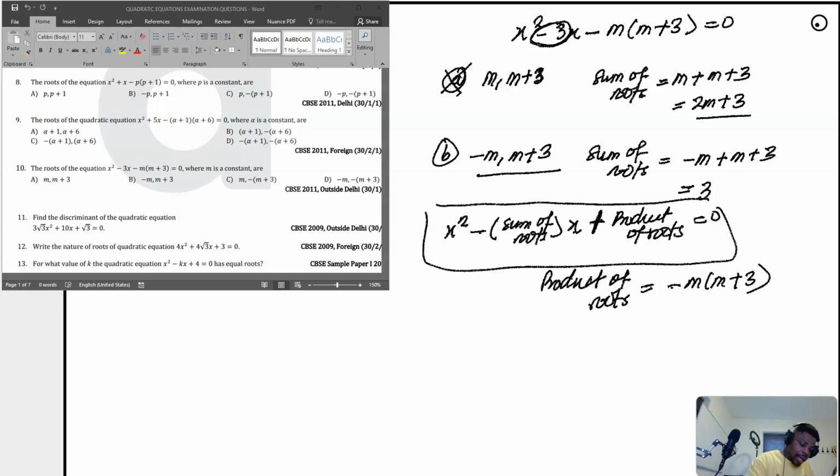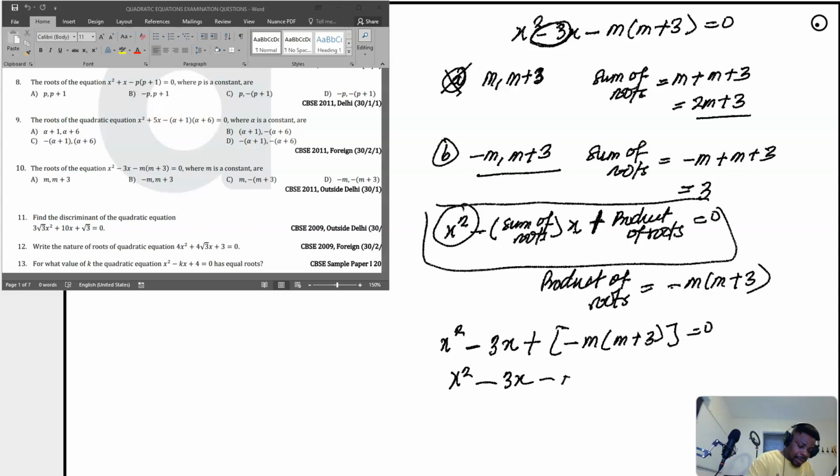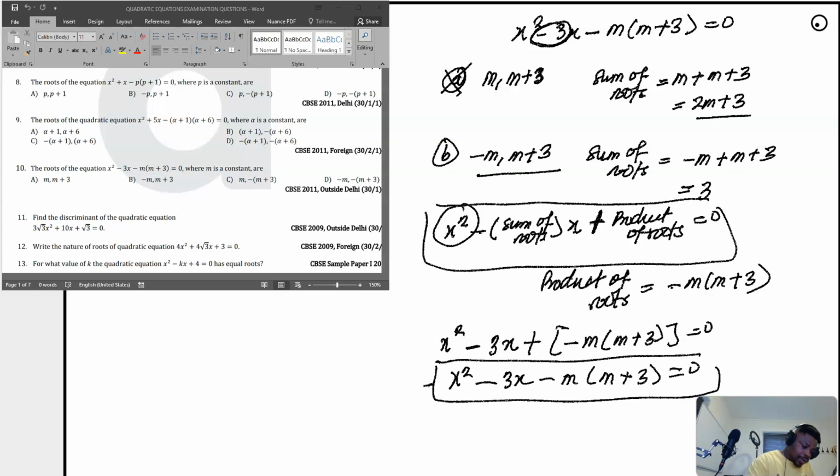But to check, we can just put it inside. X squared minus sum of roots, we got 3, that is 3x, plus product of roots is minus m bracket m plus 3 is equal to 0. This is x squared minus 3x minus m bracket m plus 3 is equal to 0. You can see now this is equal to the equation given to us. So option B is correct.